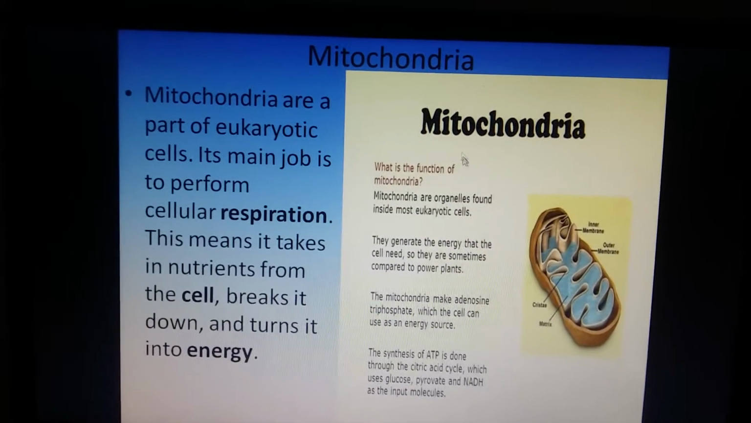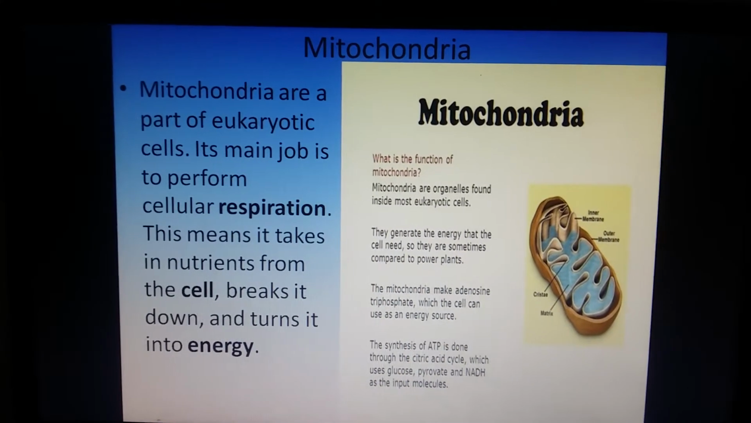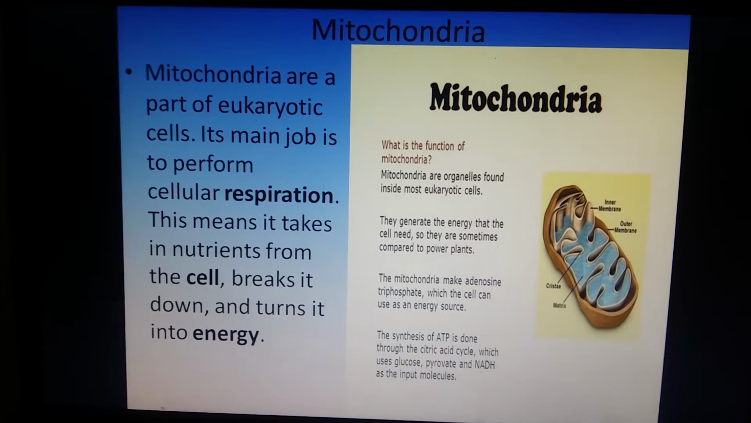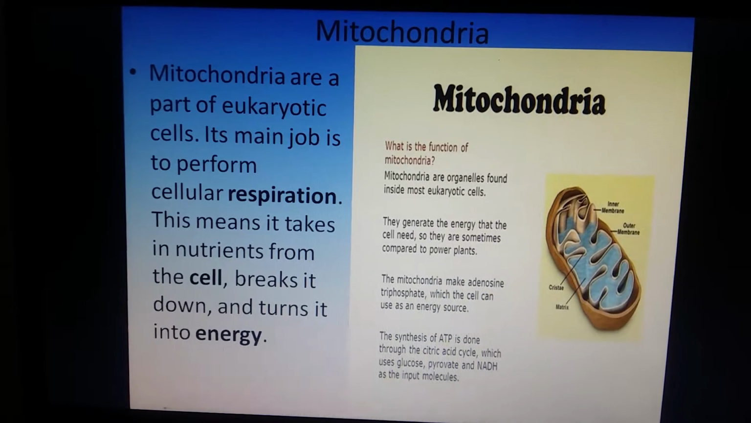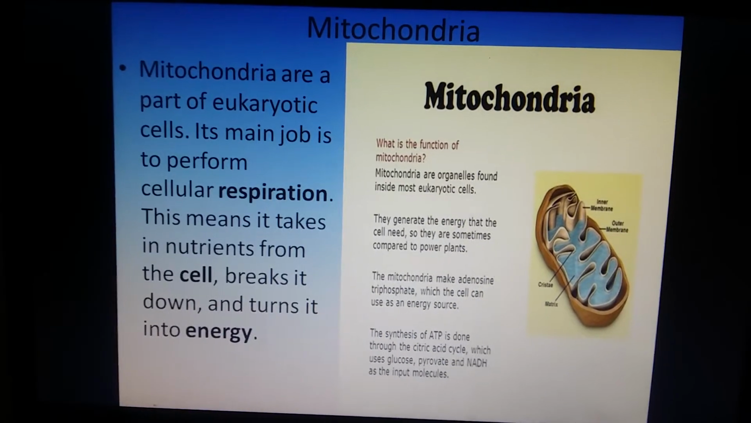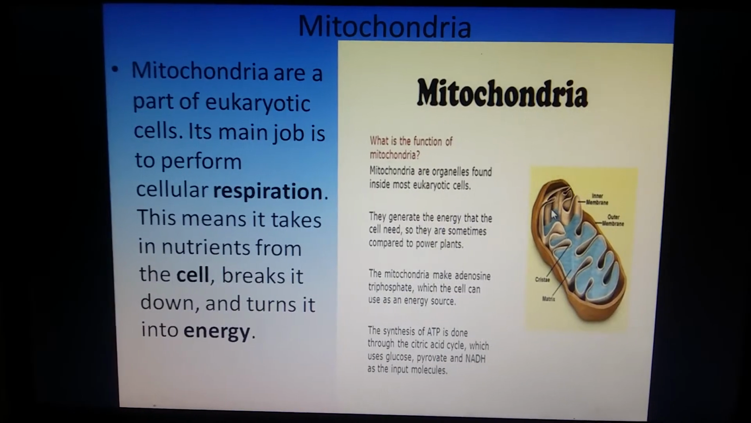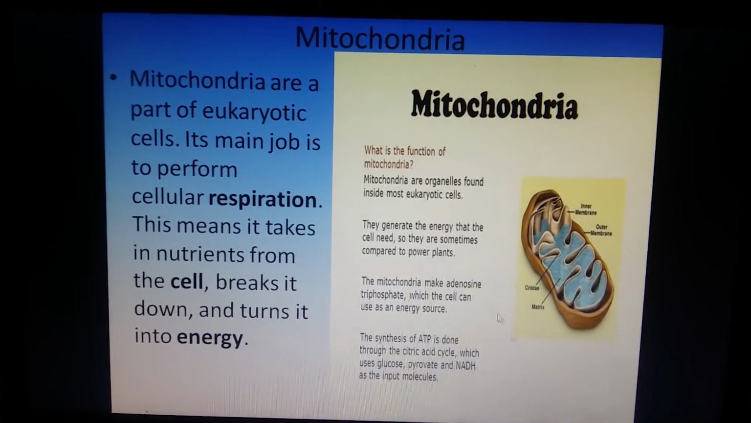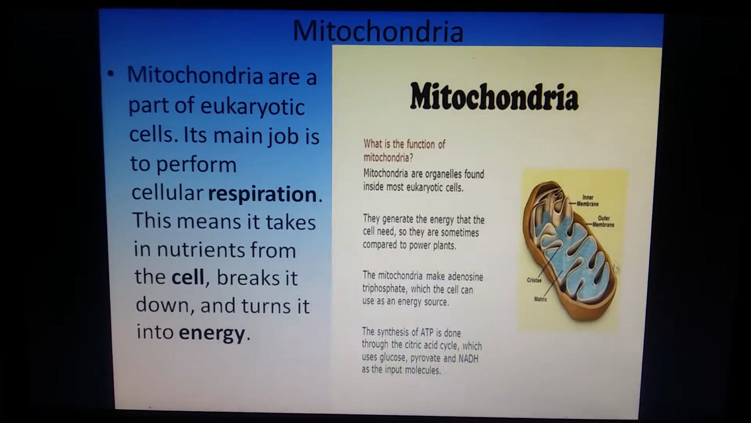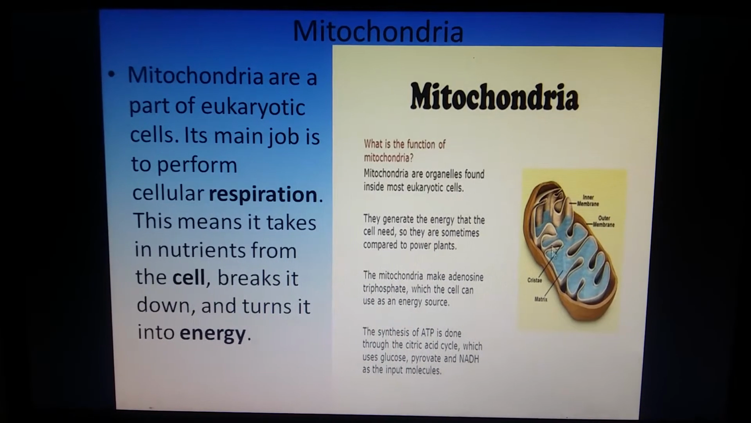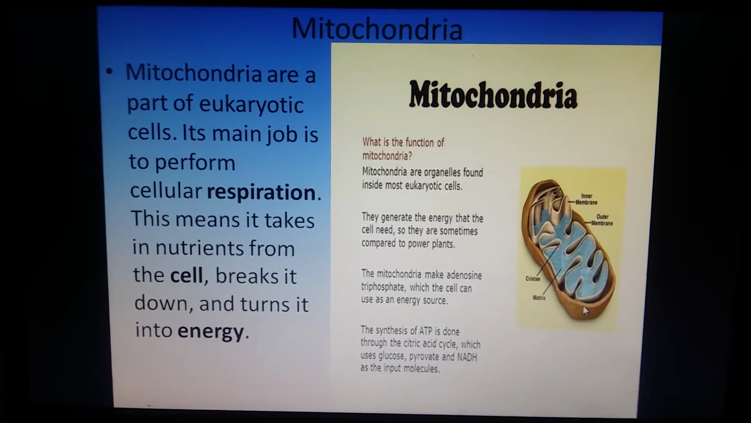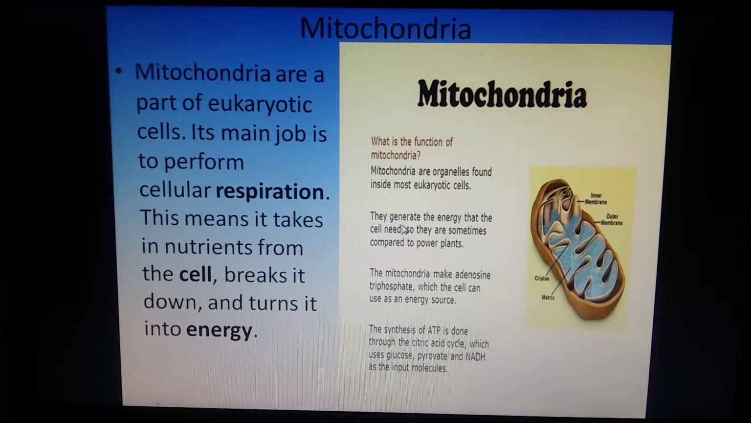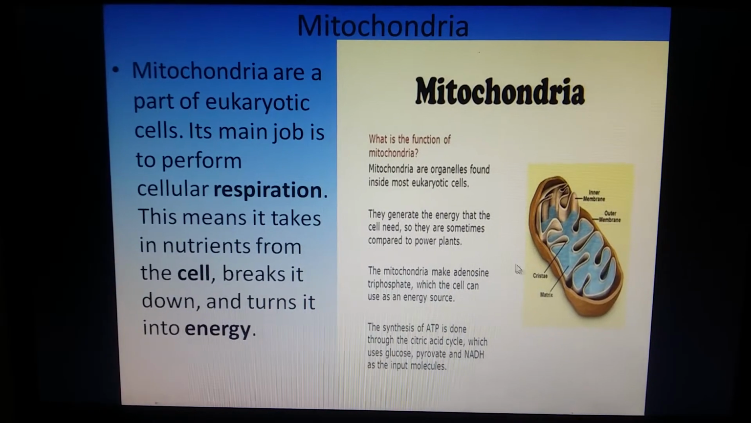Okay, let us move to the mitochondria. Mitochondria are part of, again, eukaryotic cells. Only eukaryotic cells contain mitochondria and its main job is to perform cellular respiration. The respiration within the cell is done by mitochondria. That means it takes the nutrients from the cell, breaks them down and turns them into energy. Therefore mitochondria are called the powerhouse, the power plant of the cell, because they generate the energy the cell needs.